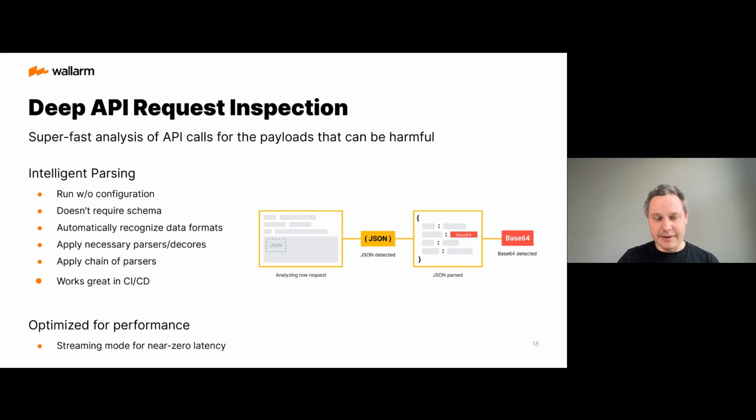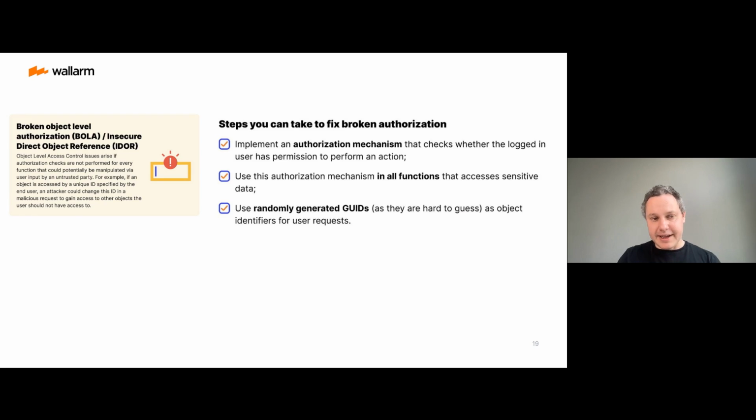Let me get back to the slides now. So the next thing, broken object level authorization. A lot of people call it BOLA. It used to be called, a very related thing, insecure direct object reference. So this is a purely API-specific thing. And if you open the API OWASP Top 10, this would be the number one in the list of API security issues.